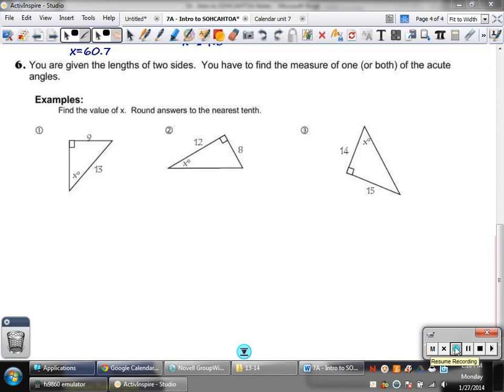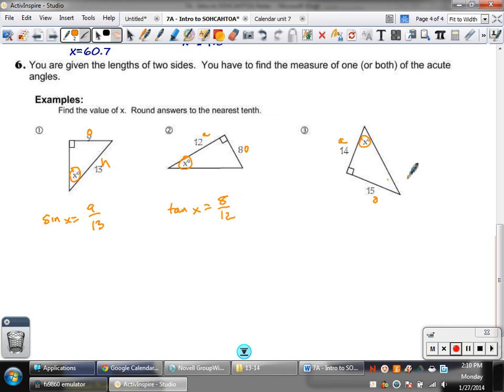So let's go ahead and find the relationships here. We're working with this. That's O and H. That's O and A. And here that's O and A. So let's find some angle measures. Okay, we're going to use sine here, so sine of x equals 9 over 13. The tangent of x equals 8 over 12. And the tangent of x equals 15 over 14.